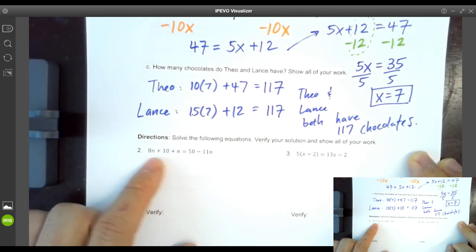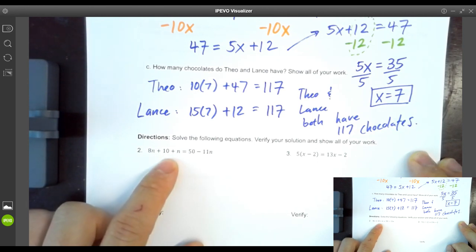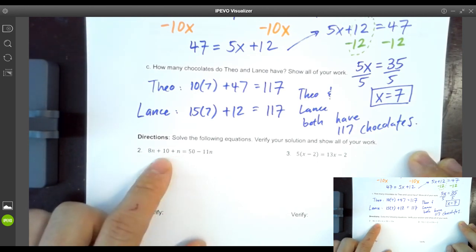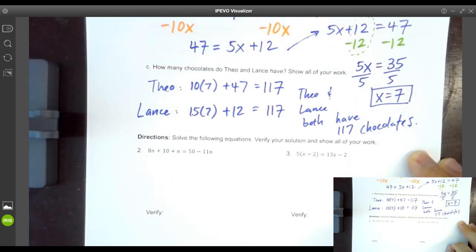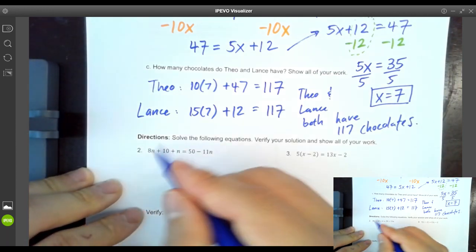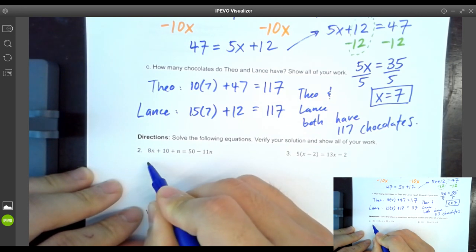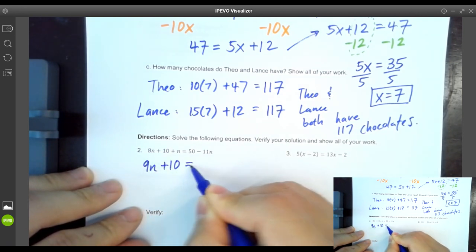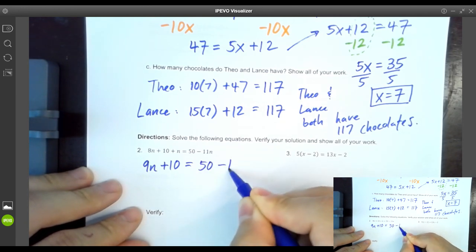You can see how the expression on the left can be simplified. We have an 8n, we have an n, we have a 10. The expression on the right is already simplified. So I'm going to go ahead and simplify the left side a little bit more. I get 9n plus 10 is equal to 50 minus 11n.